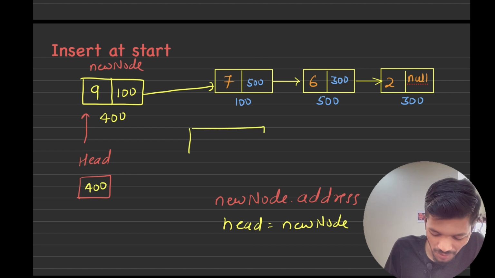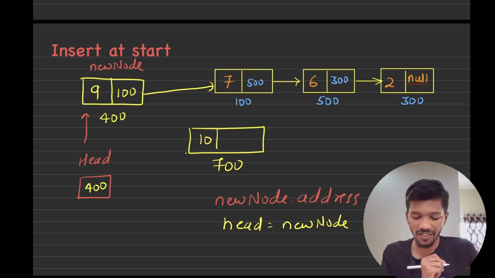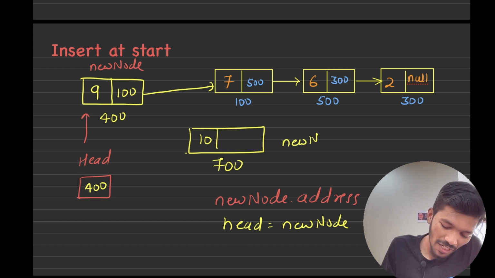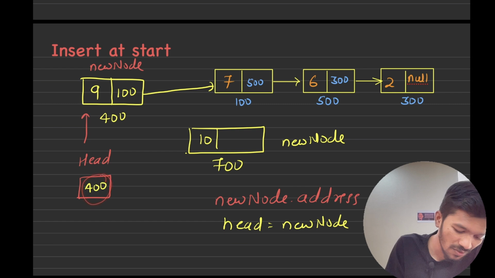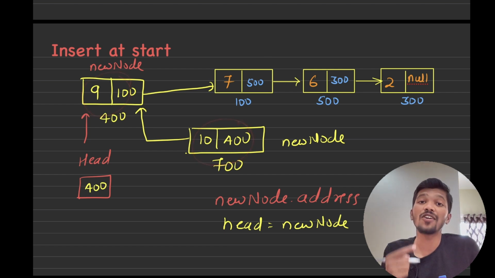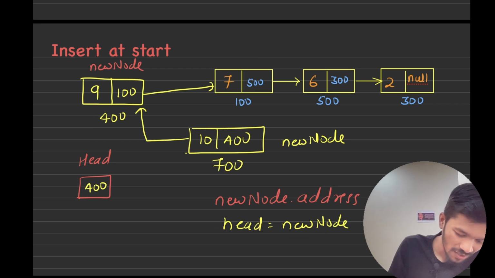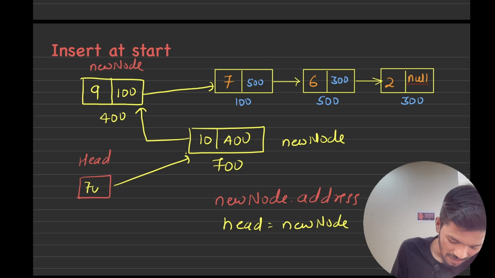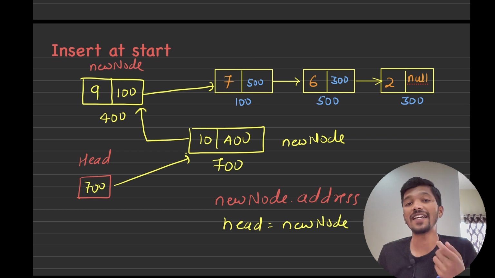Let's suppose I have created a node which contains the value 10 and the address, let's suppose, 700. Now observe carefully. The name of the node is new node. Now what did I do? New node dot address is equal to head. What address is head containing? 400. So here it will come as 400, so this is pointing to this. Now my head is pointing to this node, and I need to bring it to this node because 10 now becomes my first node. So I will do head is equal to new node. My head, which was pointing to this, will start pointing to this node and it will contain 700. Now if you see carefully, 10 becomes the first node, this is my second node, and this is my third node. So this is how we insert an element at start.